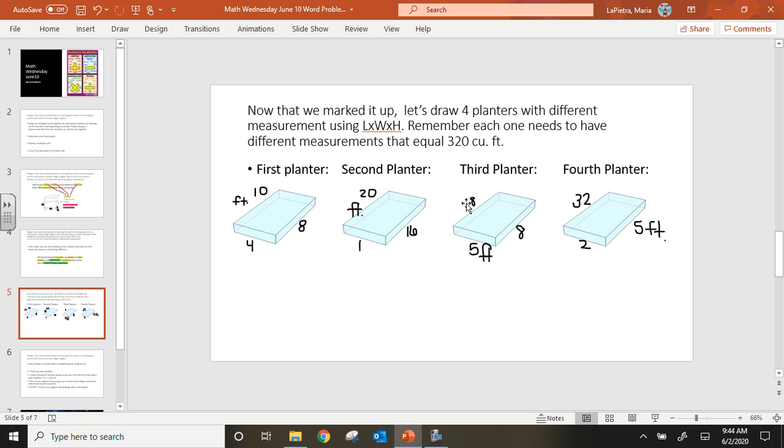This one, 8 times 8 is 64. 64 times 5 is 320 cubic feet. And our last one is 32 times 2, which is 64. And 64 times 5 is 320 cubic feet. So here you have 4 different planters with different measurements, and they each one equals 320 cubic feet. There may be other ways and answers that you came up with. As long as it equals 320 cubic feet, you got it.